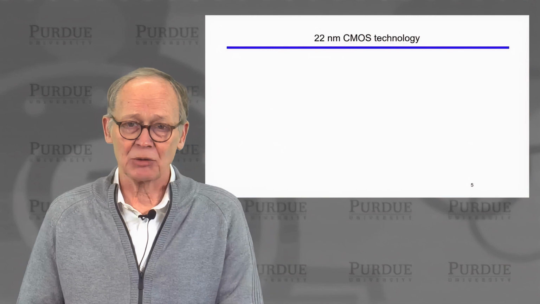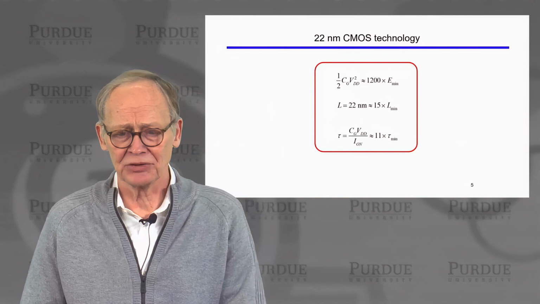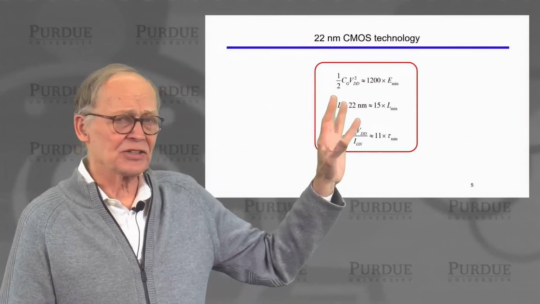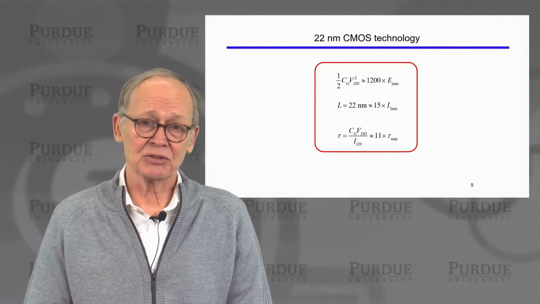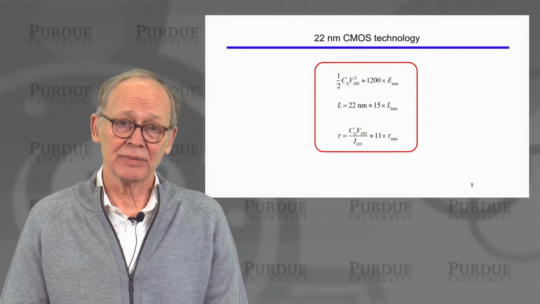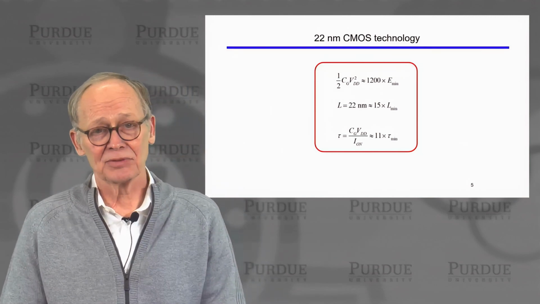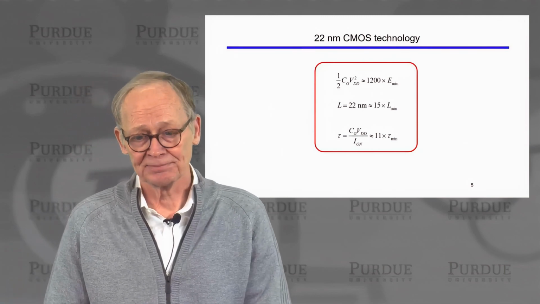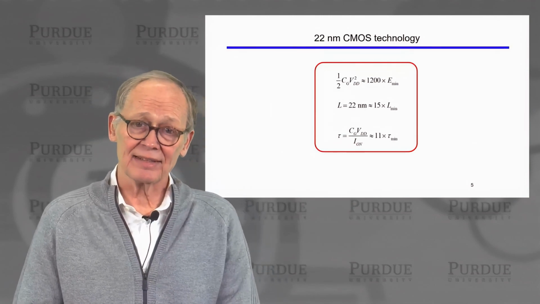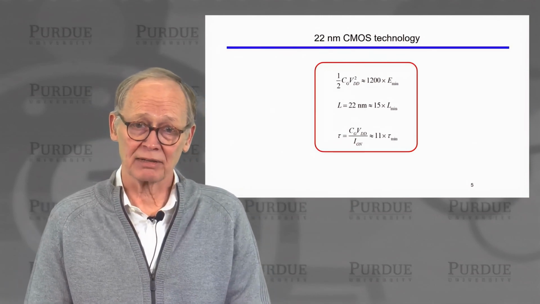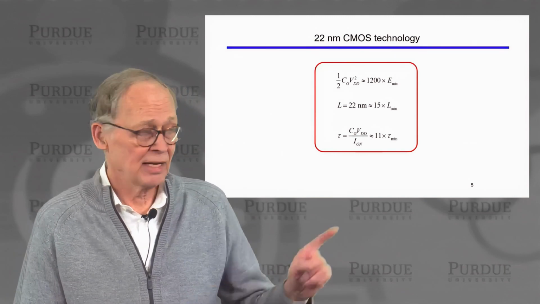If we look at a reasonably close to state-of-the-art technology today, 22 nanometer CMOS, and put numbers in, you can see that the energy in the MOSFET is 1/2 CV squared. That turns out to be 1,200 times the fundamental minimum limit. So not that far, only a few orders of magnitude away. The channel length, 22 nanometers, is only 15 times the fundamental minimum channel length. That's relatively close.